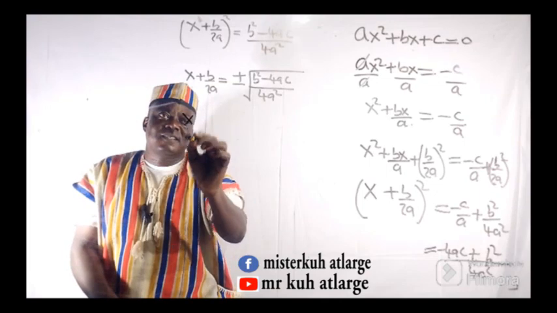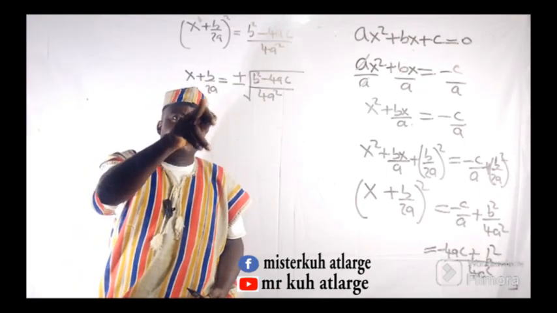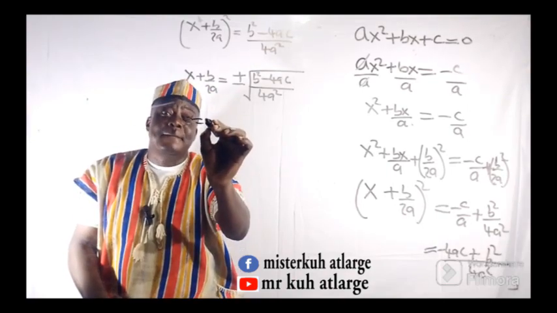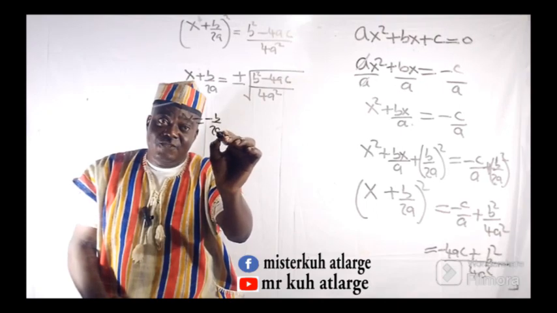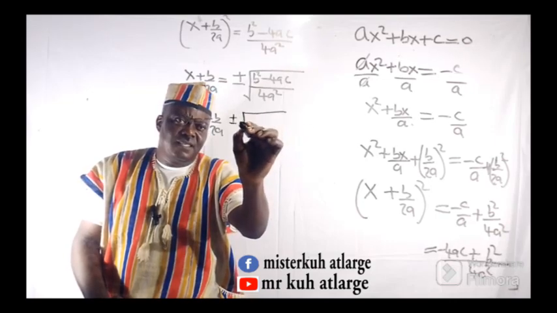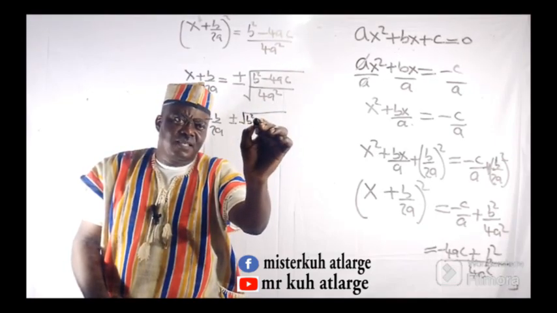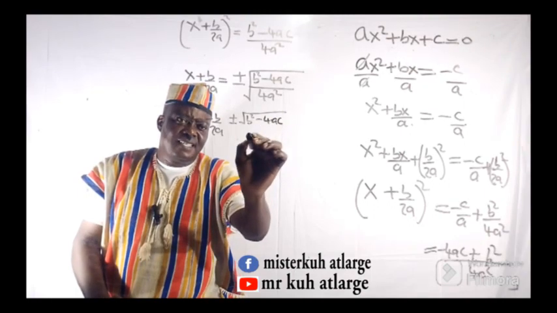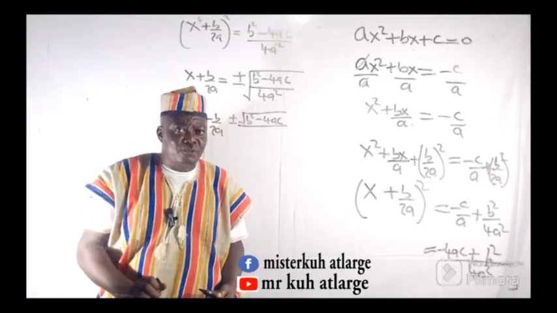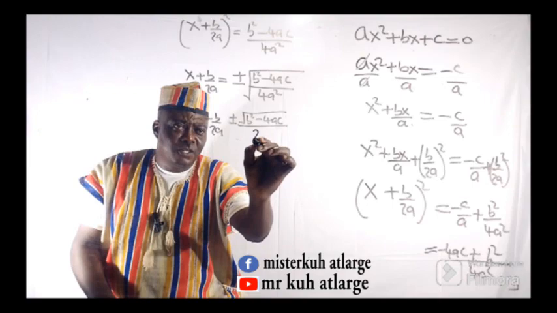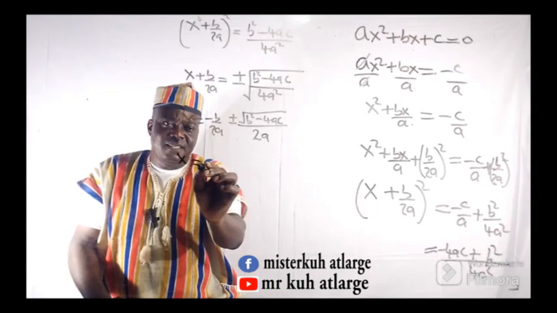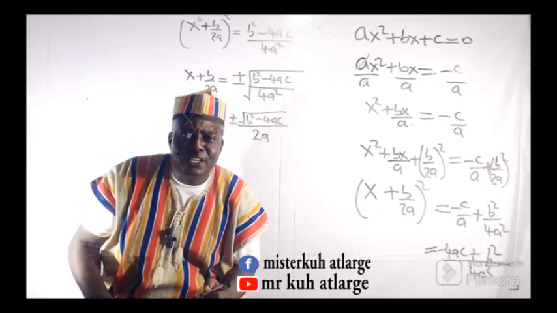Next, this b over 2a, take it to that side, so that it becomes minus b over 2a plus or minus. Now let's see. The square root of this one, b squared minus 4ac over 4a squared, 4 and a squared, they have square root. So the square root now will become 2a. Now you add what you have here. The LCM of 2a and 2a is 2a.